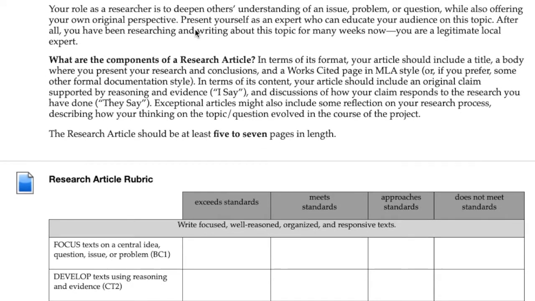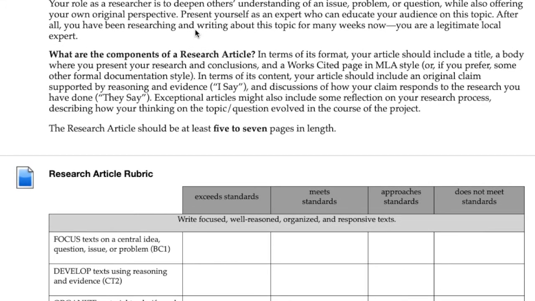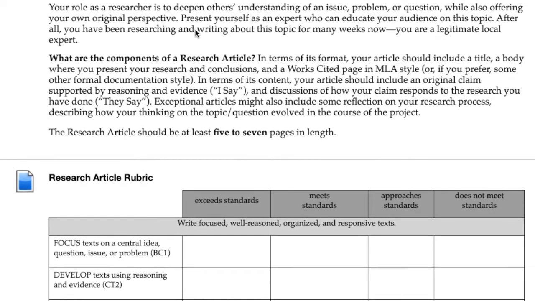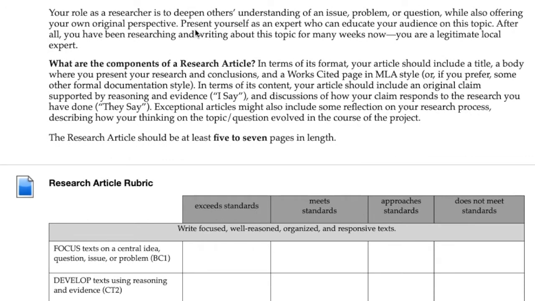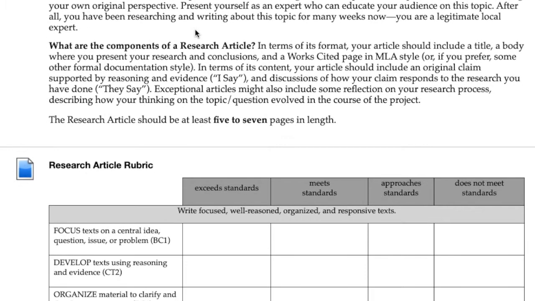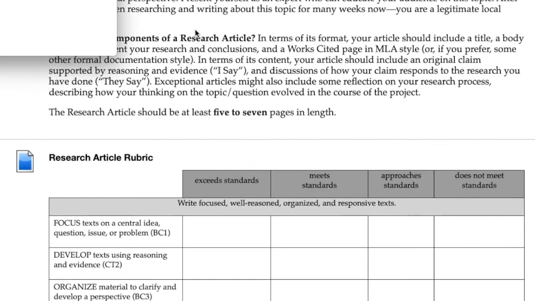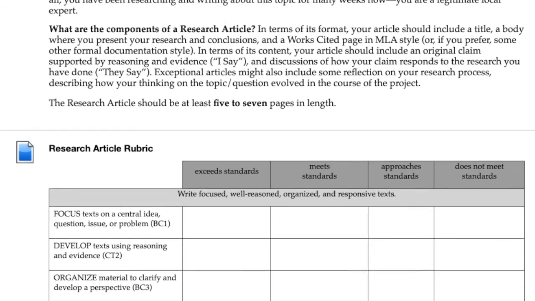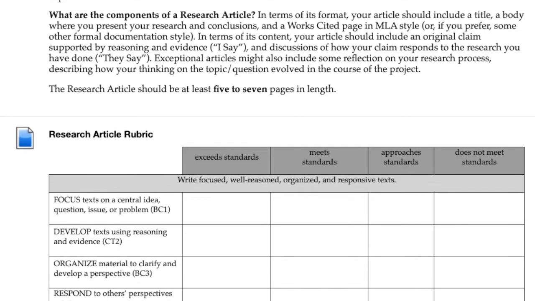Your role as a researcher is to deepen others' understanding of an issue, problem, or question while also offering your own original perspective. Present yourself as an expert who can educate your audience on this topic. You recall Ethos, right, from last week's lecture? This is what this is. You're an expert. After all, you have been researching and writing about this topic for many weeks now. You are a legitimate local expert.